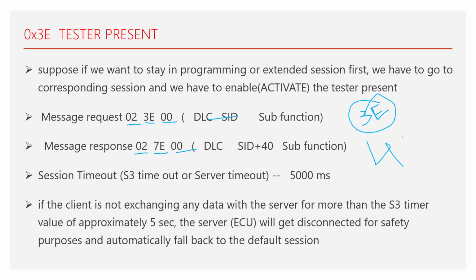See, adding 40, right? After adding this 40, service ID plus 40, how do we get 7E? We add 3 plus 4, we will get 7, right? So every time we add 40 to the first number, we will get 7E.